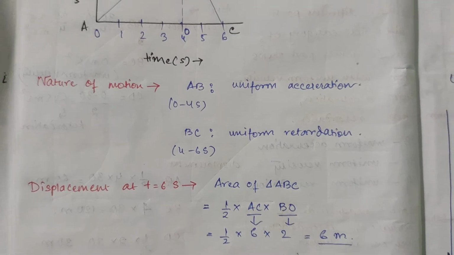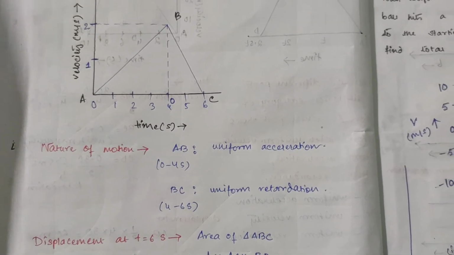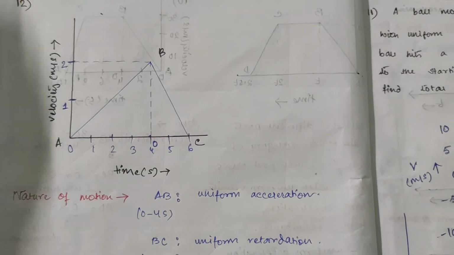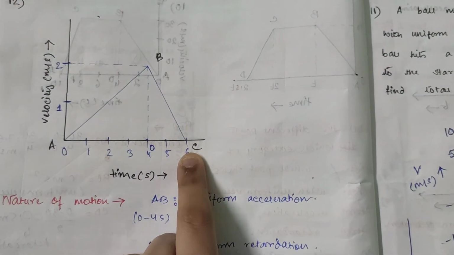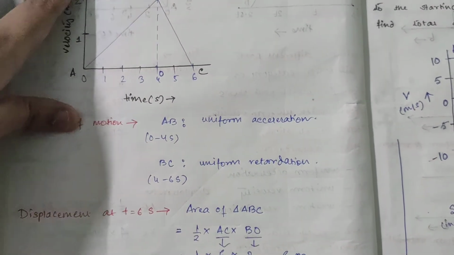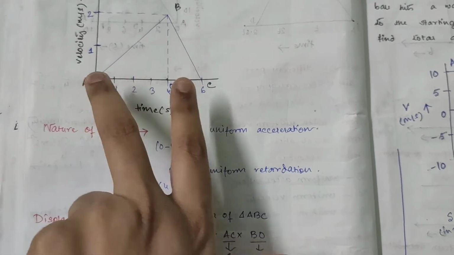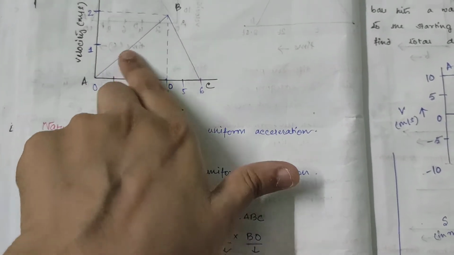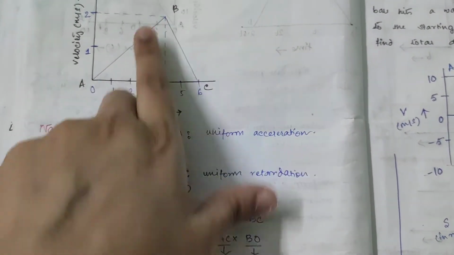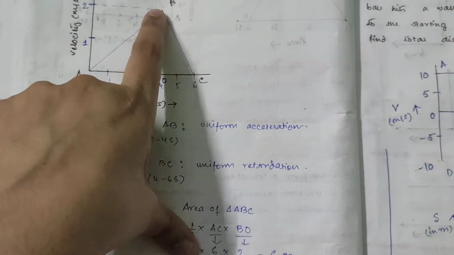So next is displacement at 6 seconds. That means basically you have to find the area of triangle ABC. Displacement after 6 seconds is the total area. If I had asked you displacement after 4 seconds, then it would be the area of ABO.